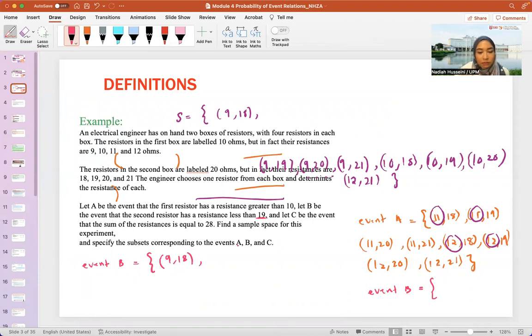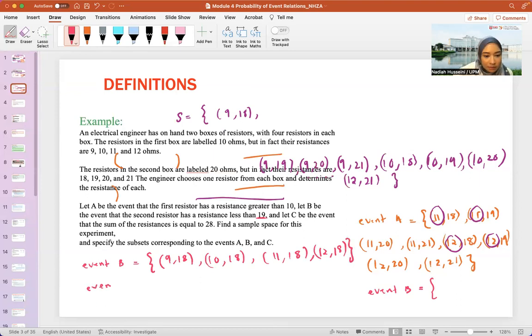So next, what's the next? 9, 18, already wrote that down. Next, 10, 18. Okay. And 11, 18 and 12, 18. Okay, so this is event B.